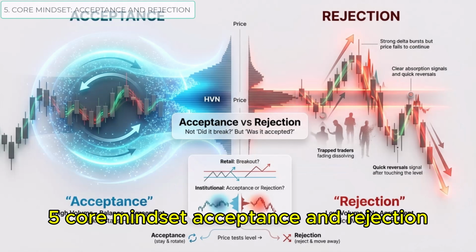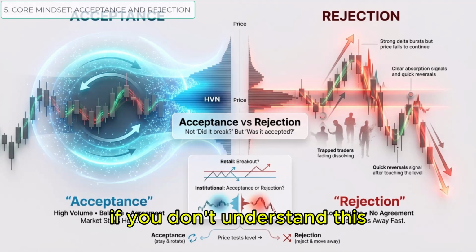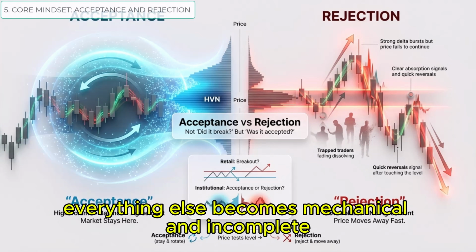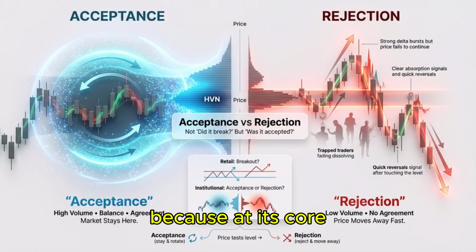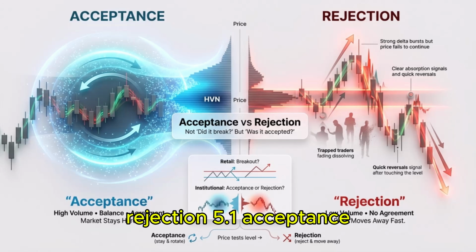5. Core mindset: acceptance and rejection. Now we arrive at the most important part of volume profile. If you don't understand this, everything else becomes mechanical and incomplete. Because at its core, volume profile is built on just two ideas: acceptance and rejection.